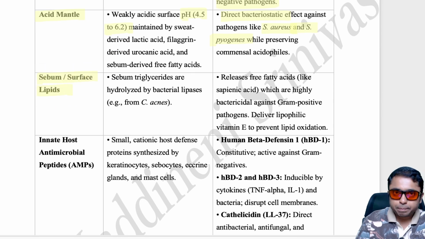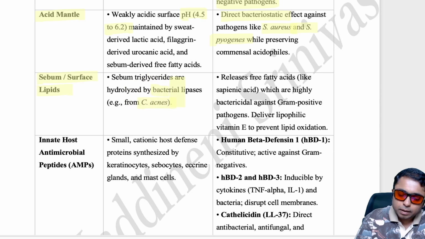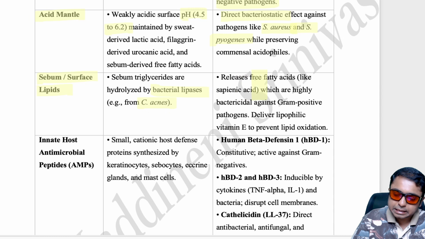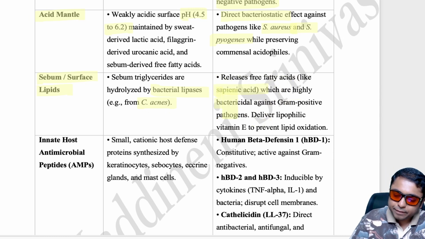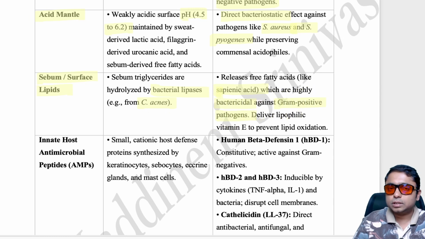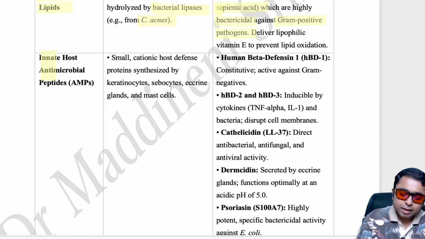Sebum surface lipids are also going to be helpful. For example, Cutibacterium acnes digests the sebum and, with the help of bacterial lipase, produces free fatty acids, for example sapienic acid. This has a bactericidal effect, so that will prevent any gram positive pathogens from proliferating over the areas wherever the Cutibacterium acnes is in high concentration. And also the antimicrobial peptide production.